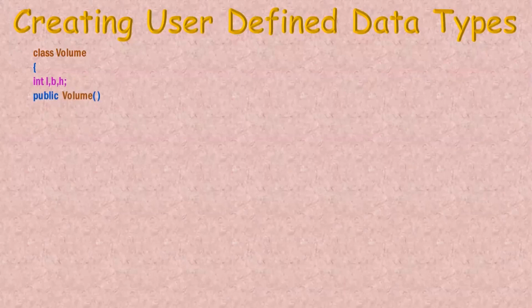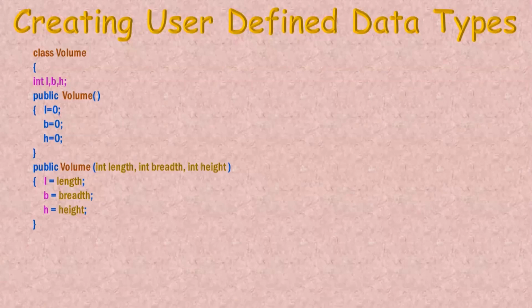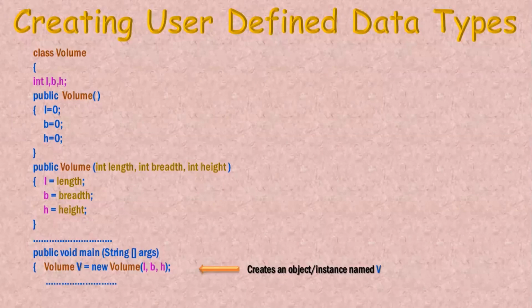Here is a constructor without any parameter, that is, a default constructor. The values of L, B and H are initialized as default values. Next, one more constructor is there with parameters, all three of integer type: length, breadth and height. Here L, B and H are initialized. Once we create Volume, that becomes a composite data type. Objects of this can be declared whenever needed. There may be some more methods and then the main method also. Here is another statement which creates an object or instance called V. And then some more statements may be there and then the class gets closed.